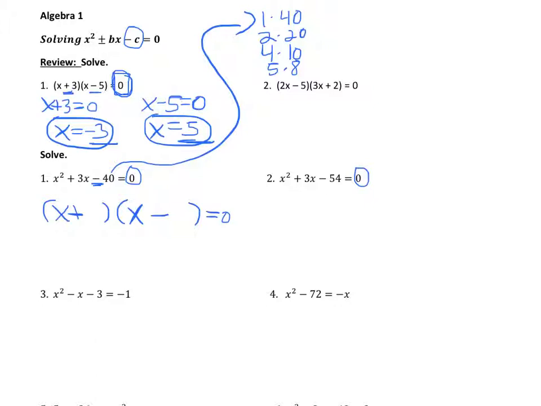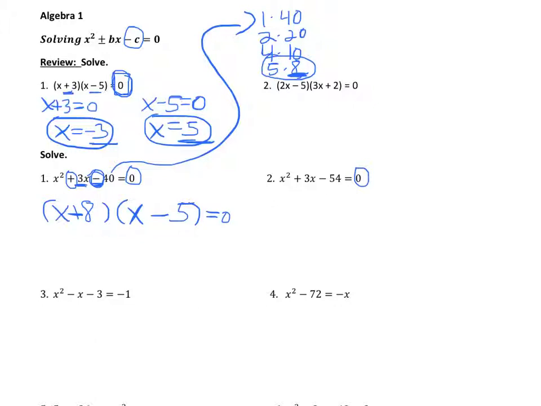Now, since this is a minus, we're asking ourselves, now this 3, we're going to say it's a difference, not a sum, because this is a minus. Which of these two factors give us a difference of 3? Well, this is going to work. 8 minus 5 is 3. Now, since this first sign is a plus, the bigger one, which is 8, 8's bigger than 5, that's going to go with the plus. And 5 is going to go with the negative.